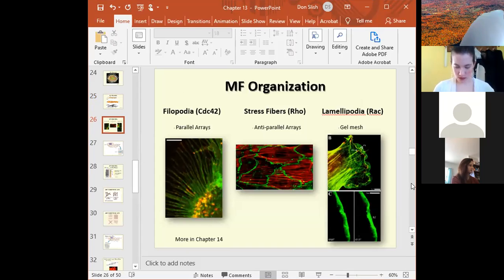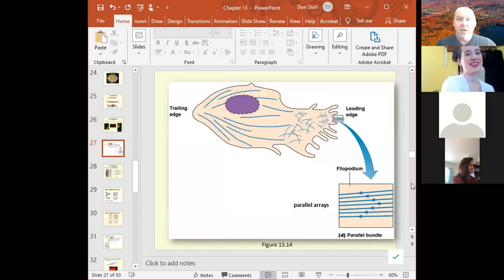Hang on one second, I'll close my door. Got someone tiling my bathroom today, and he's learning about cytoskeleton while he tiles my bathroom.